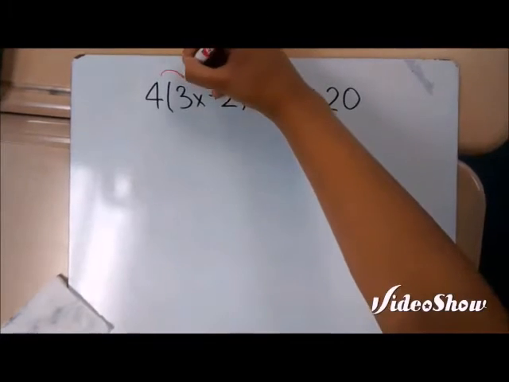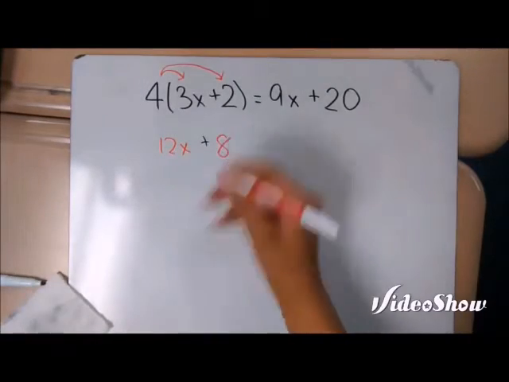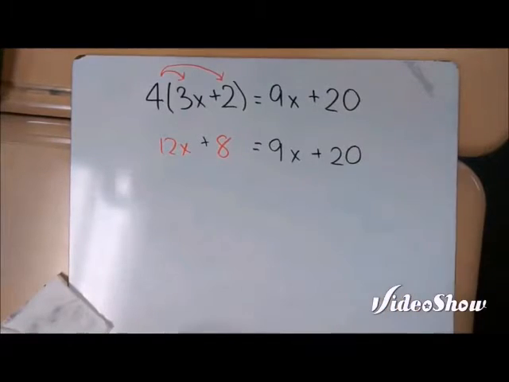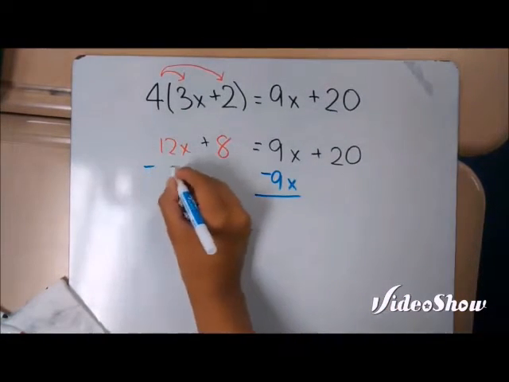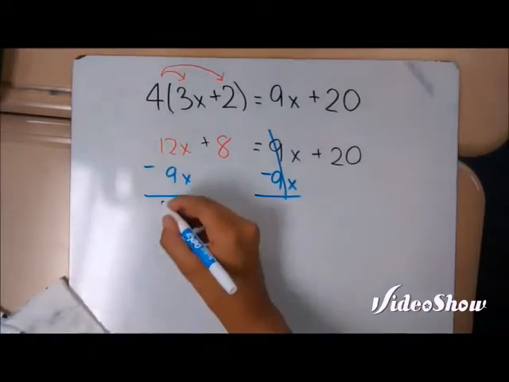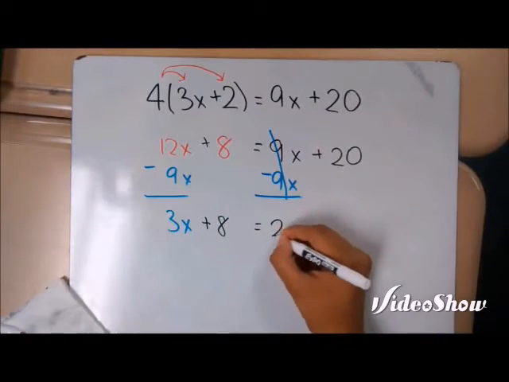First, you distribute the 4 to the 3x and the 2 by multiplying 4 to each term in the parentheses, so you can get rid of the parentheses. Then use the opposite operation of addition and subtract 9x on both sides. The 9x's cancel out because of the opposing signs, and you're left with 3x plus 8 equals 20.